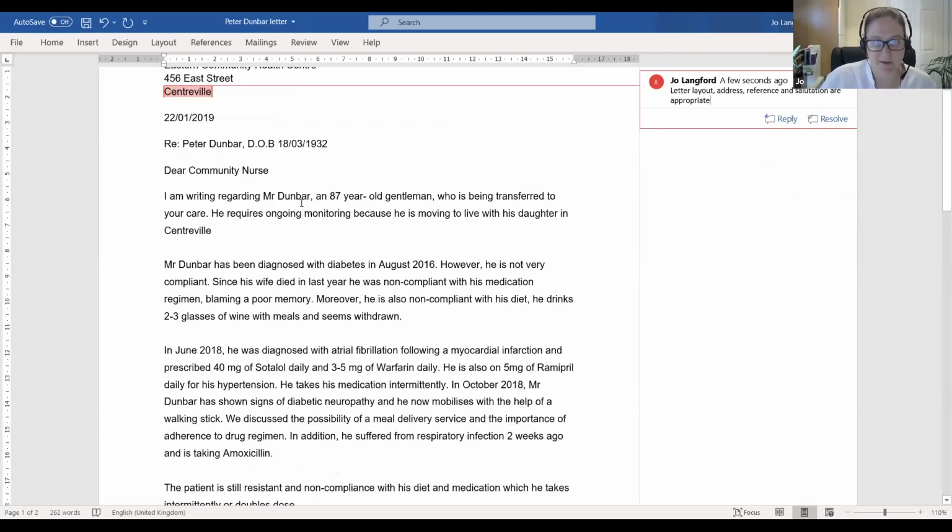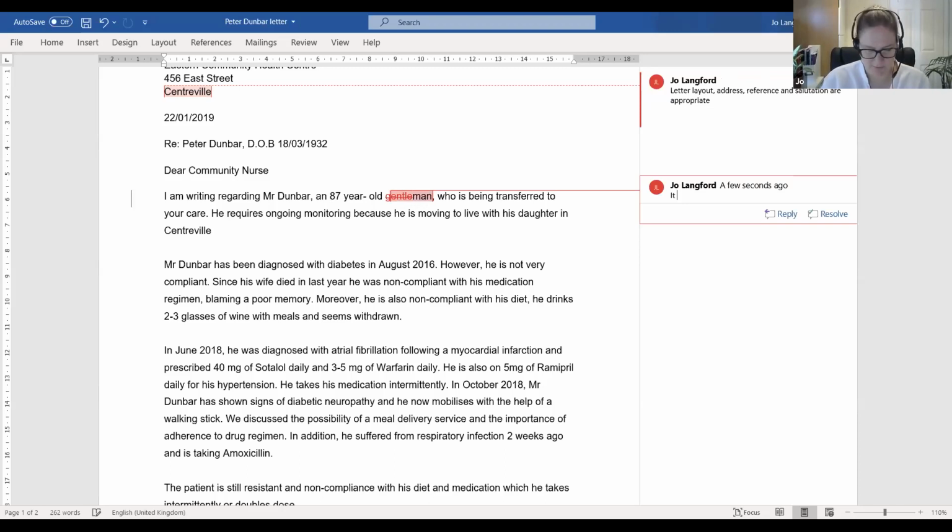I'm writing regarding Mr. Dunbar, an 87-year-old gentleman who's being transferred to your care. He requires ongoing monitoring because he's moving to live with his daughter in Centreville. Okay, so I think the first thing to notice here is "gentleman" is not appropriate. It's a little bit old-fashioned. It is more appropriate to say man or woman. But also, if we have a little look here, 87-year-old: in the case notes, the age wasn't given, just the date of birth.